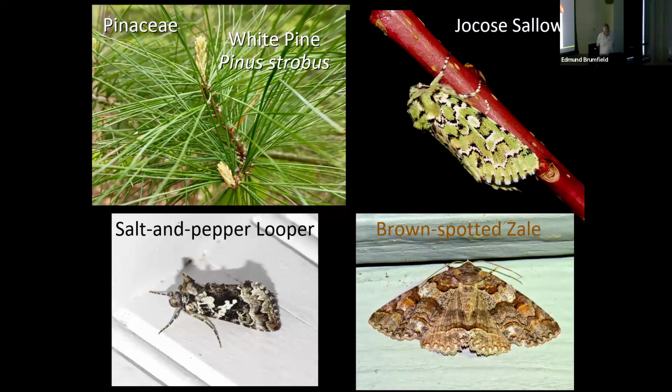We can't forget pines and conifers in general. So this is just a common, at least North Jersey species, white pine. And the Joko sallow, the other name for this is the Joker. So it's part of my Batman series of moths. And then you got the salt and pepper looper, which is a northern species which dips down into northern New Jersey. And the brown spotted, again, Zally, not Zale.